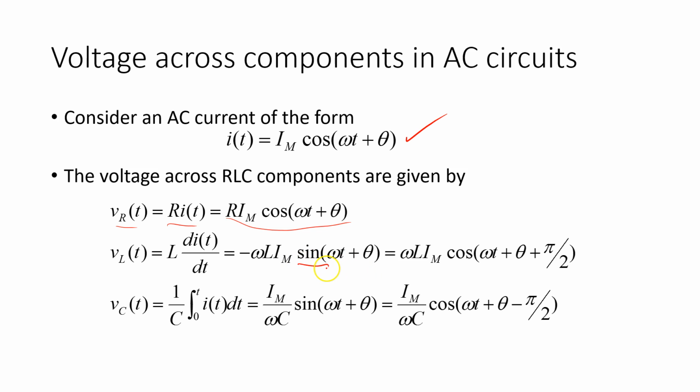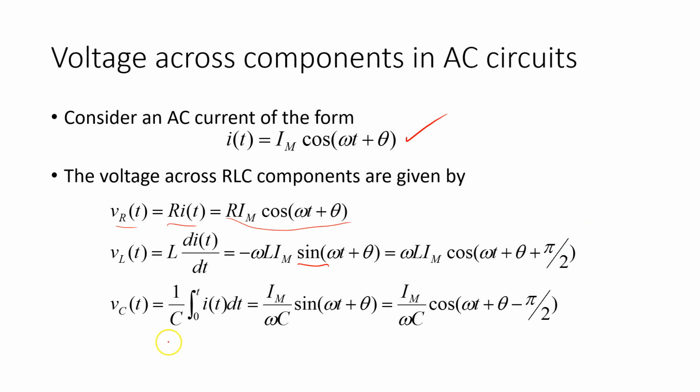If I want to turn this sine wave into a cosine wave, so it will match with the form of the current and the voltage across the resistor, that would be cos(ωt + θ + π/2) radians or plus 90 degrees. So either one you want to represent it as is okay.